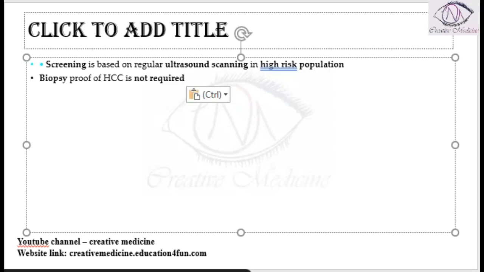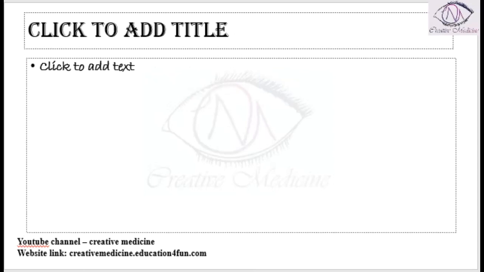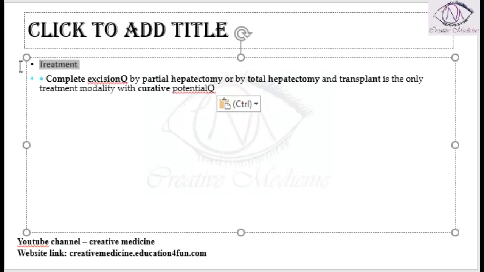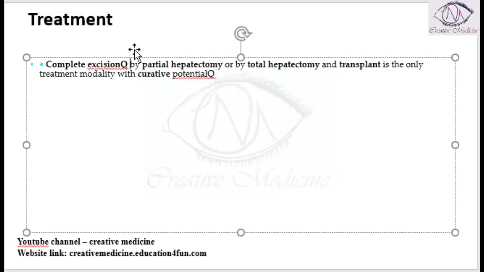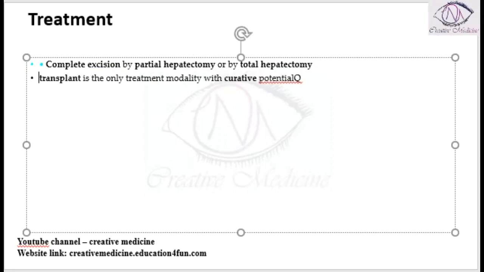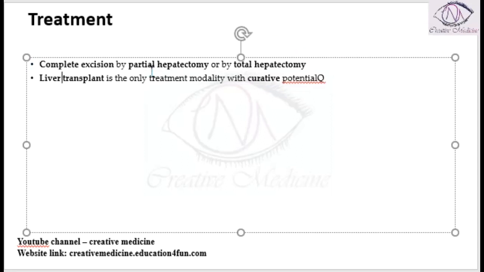Now, once you have found out that there is hepatocellular carcinoma, what are you going to do for the treatment? The treatment is actually that you will have to remove the tumor. So complete excision of the tumor is done either by partial hepatectomy or total hepatectomy. After the surgery, a liver transplantation should be done with curative potential. If you do a liver transplantation, first you excise the liver completely, and then the liver transplant is done.